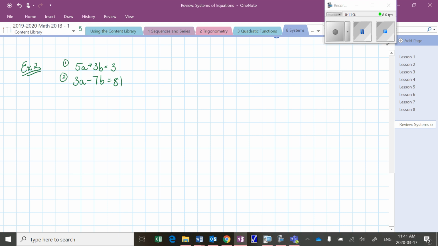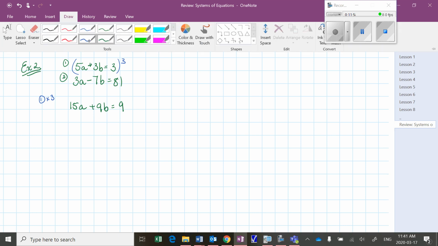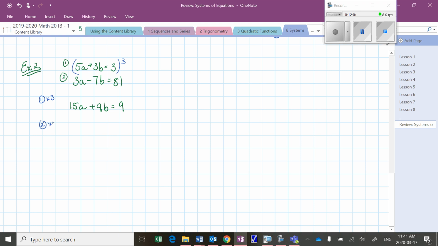So that means that we'll take equation 1 and multiply equation 1 by 3. And so if we multiply equation 1 by 3, our new and improved equation is 15a plus 9b is equal to 9. And similarly, we have equation 2 that we're going to multiply by 5.